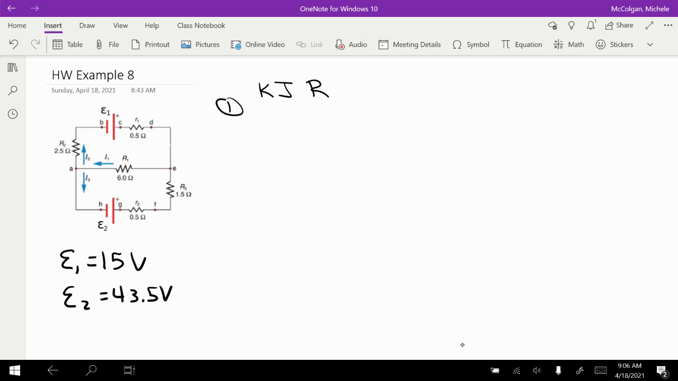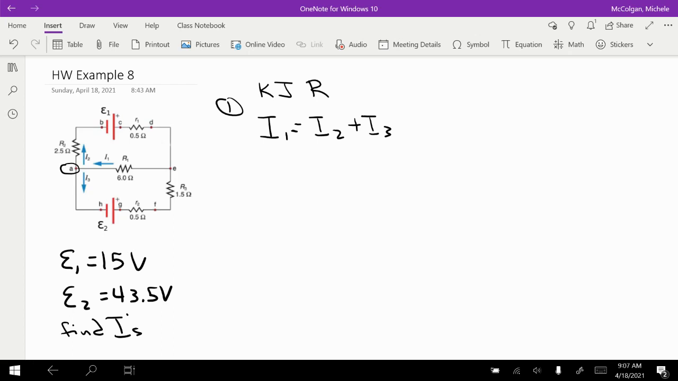What this says is I1 goes into junction A here, right? I1 goes into the junction and goes out as I2 and I3. So I'm going to write that as I1 is equal to I2 plus I3. By the way, what we're finding in this problem is all the currents. Okay, so that's my first equation.